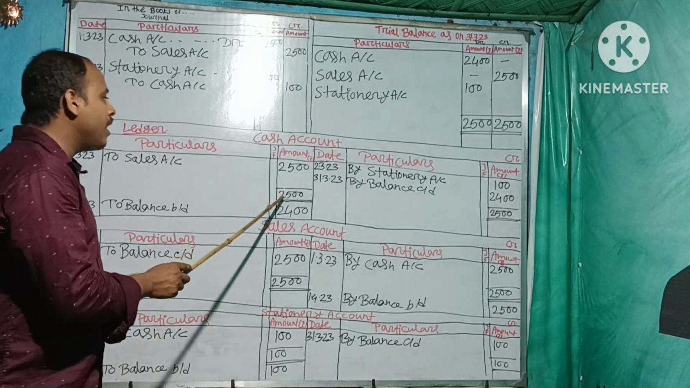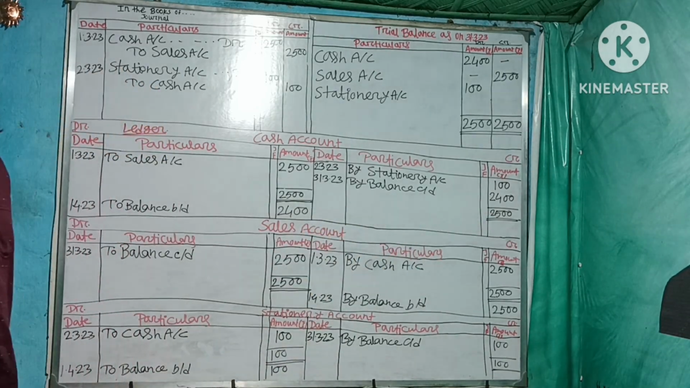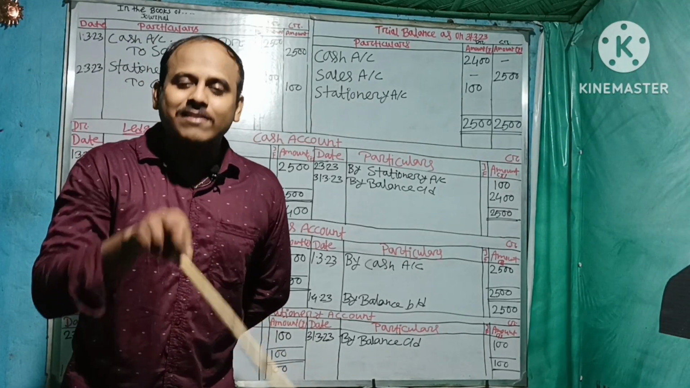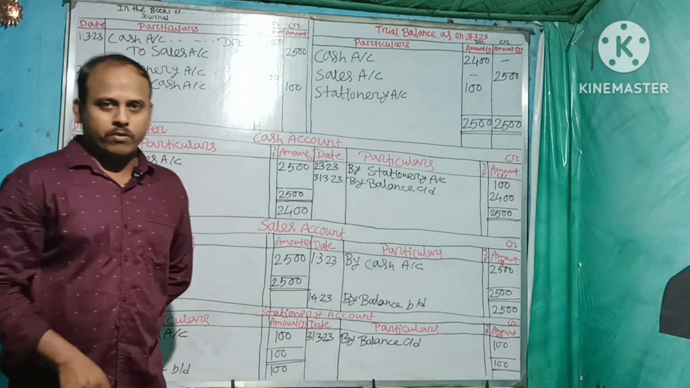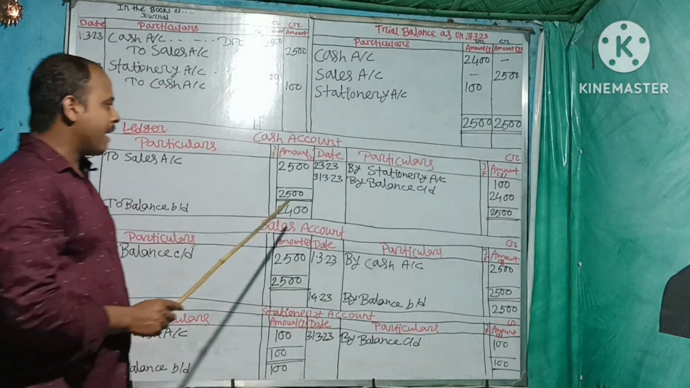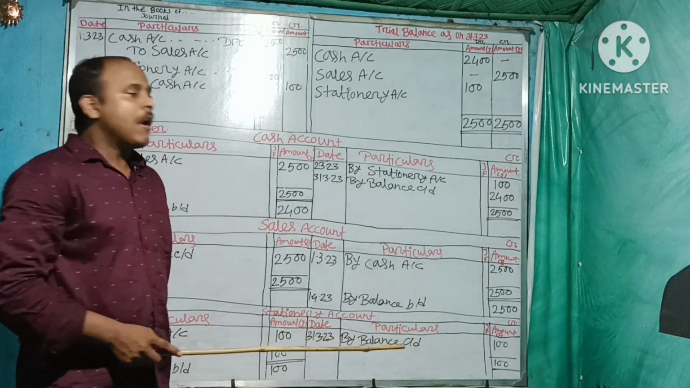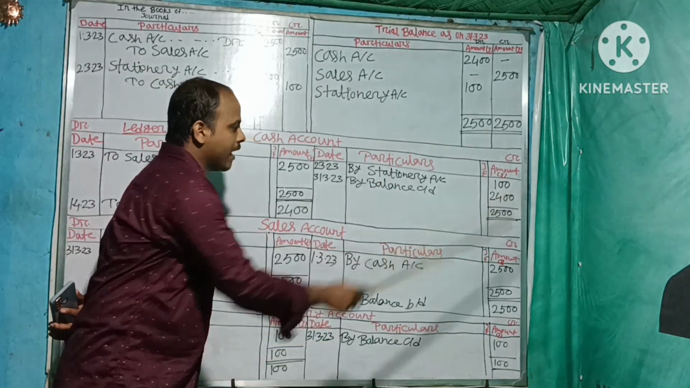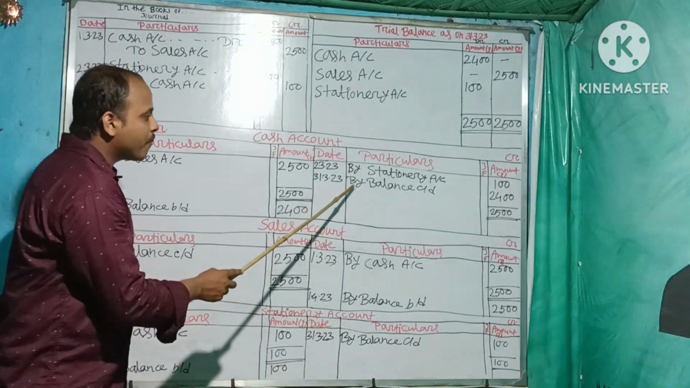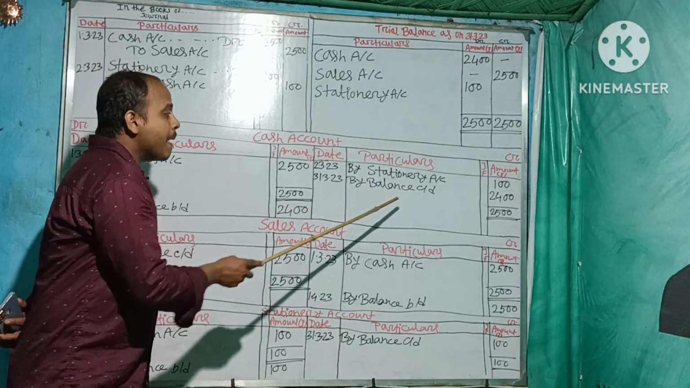For that reason we will write 2500 on both sides. After summation, we observe that one side will be lesser and have some difference. In the case of the cash account, we observe that the credit side has a difference. That difference is 2400. We will write 2400.